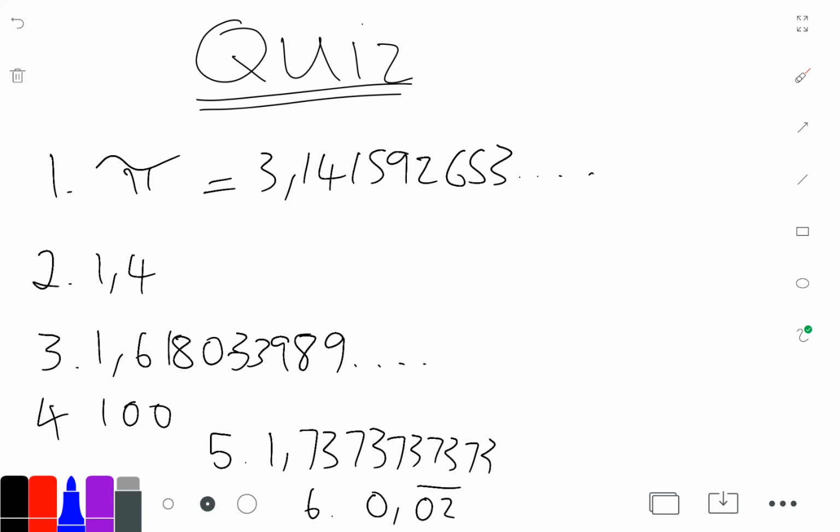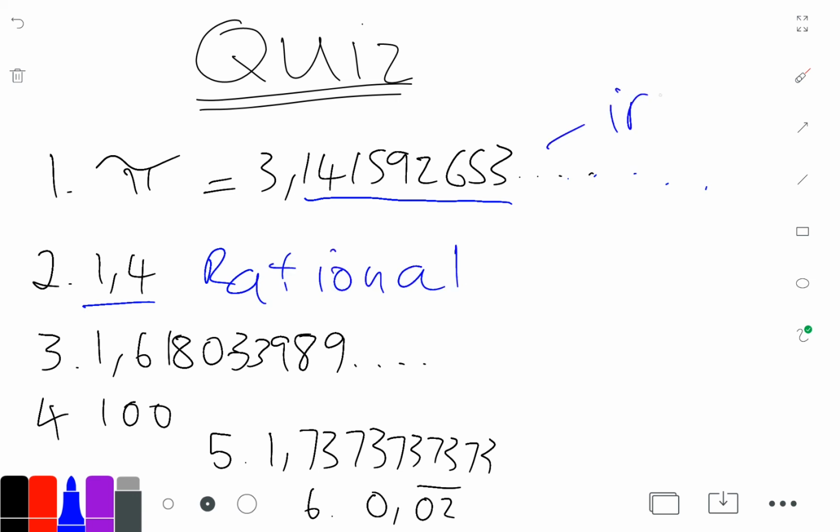So let's look at pi again. Well, pi is irrational because the decimals do not terminate or end. They go on and on and on forever, and it has no repeated pattern. As you can see, 1415926, there is no pattern. So therefore the number is irrational. What about 1,4? Well, 1,4 is rational because the decimal terminates or it ends. So this one is rational. This one was irrational.